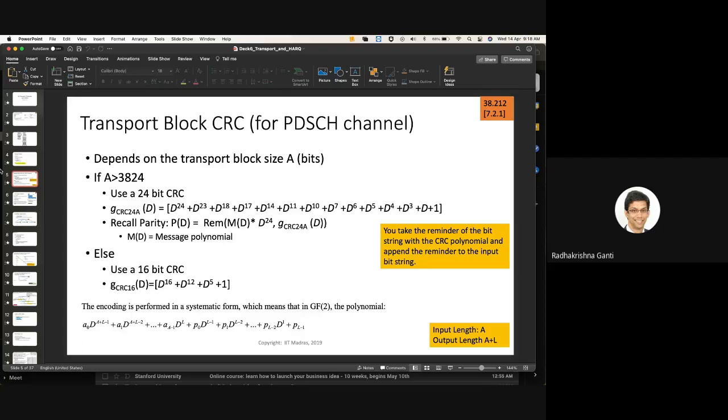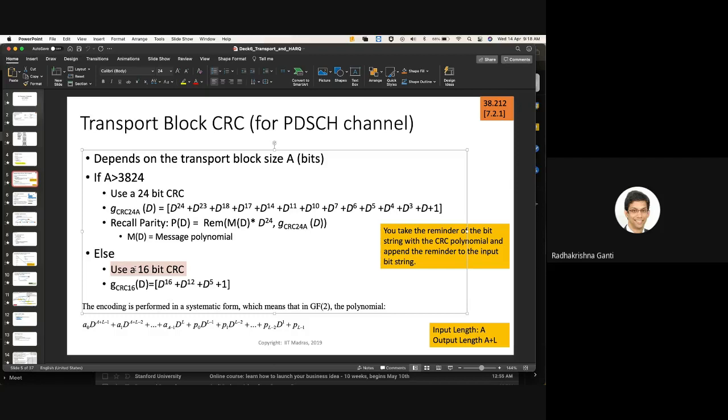By the way, CRC means cyclic redundancy check. There are multiple CRC polynomials in the 5G standard. There are two things that happen here. A is the size of your transport block. If your transport block is greater than 3824 bits, you use a 24-bit CRC. Otherwise, you use a 16-bit CRC.